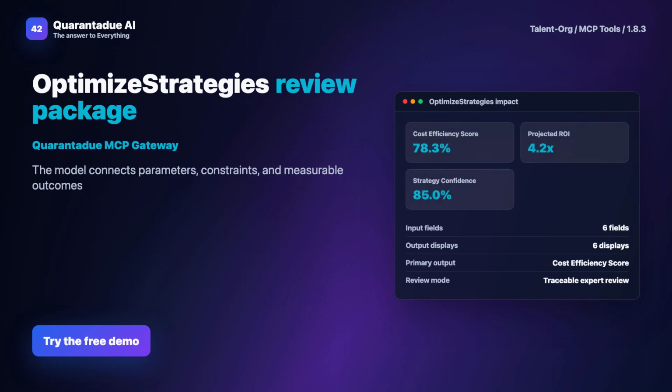The value of Optimized Strategies is not just automation. It is a controlled way to turn repeated talent org work into a documented business process with clear inputs, transparent logic, and reusable outputs.